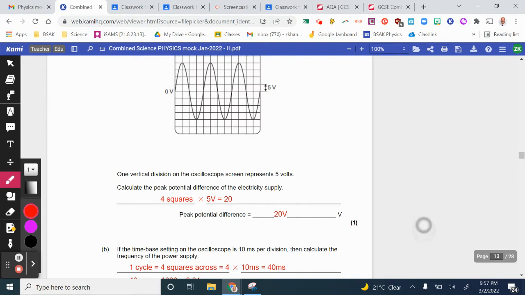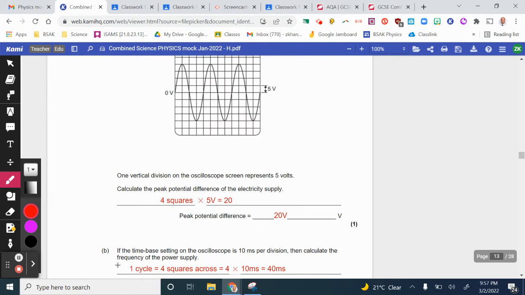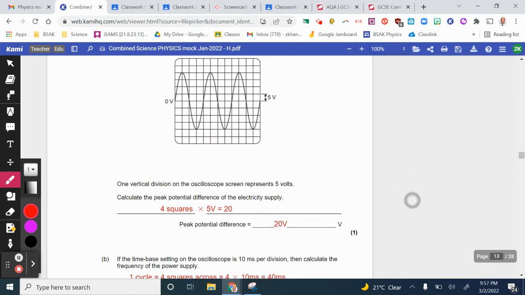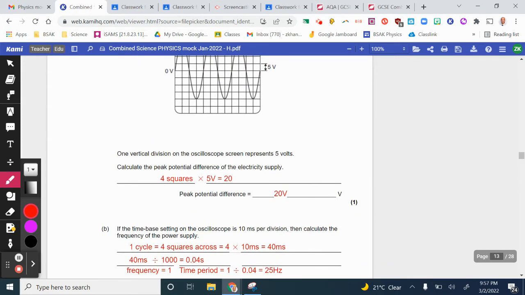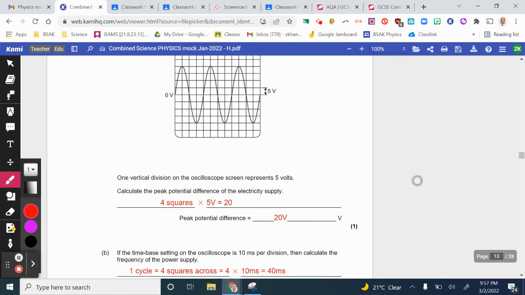The second part of this question asks you to calculate the frequency of the power supply. So this oscilloscope display shows voltage in the vertical, but in the horizontal it is time. And within the question it says that each division is 10 milliseconds per division. So every square horizontally contributes 10 milliseconds.